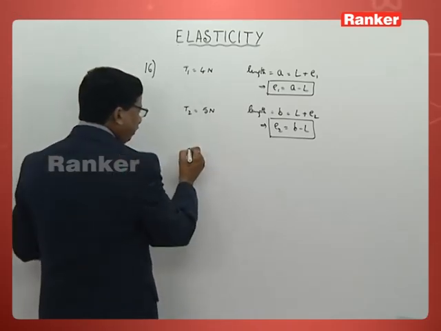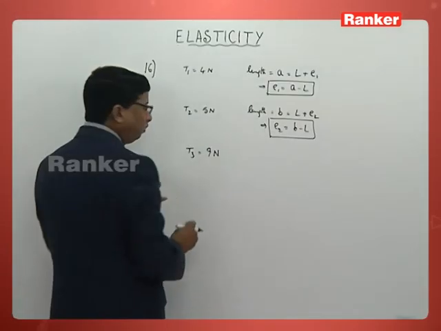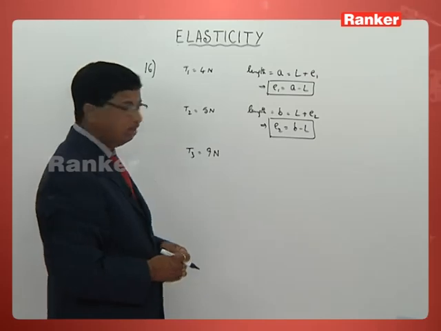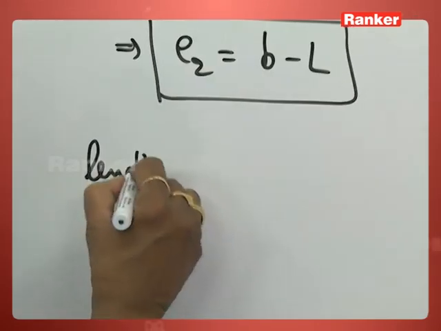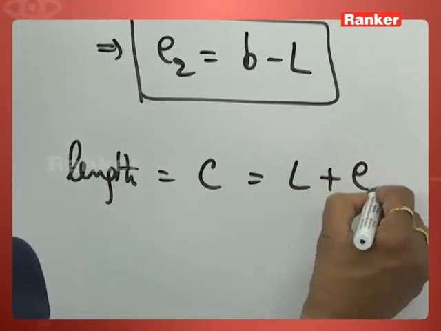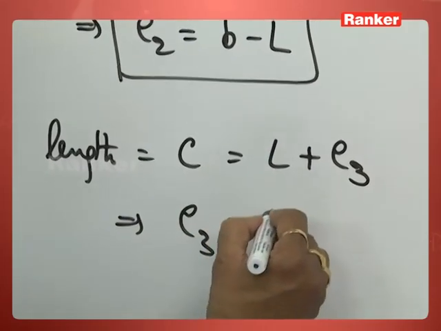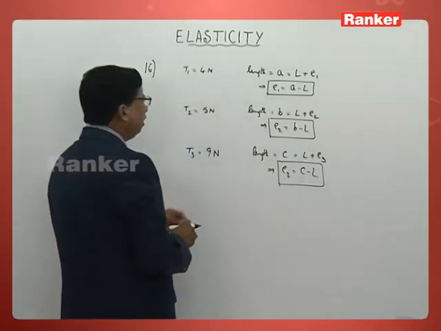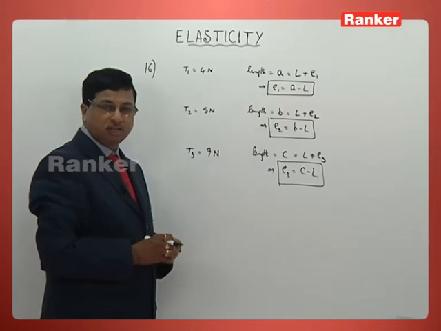What is his question, you see first? When tension becomes 9 Newton, that is the sum of these two values he has given in this problem, what will now be the length here? The length, if I take it as C, can be written as L plus E3, so you can write E3 is going to be C minus L.